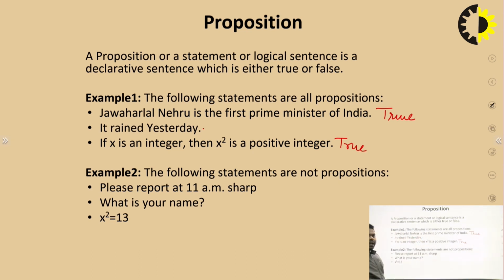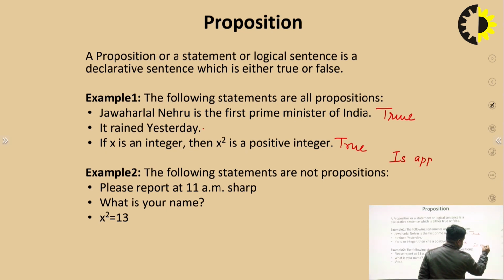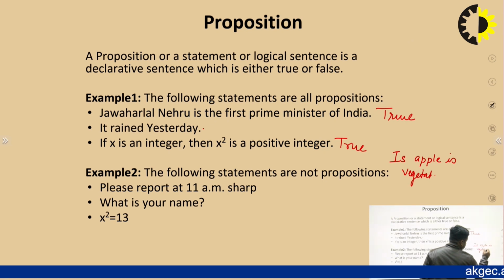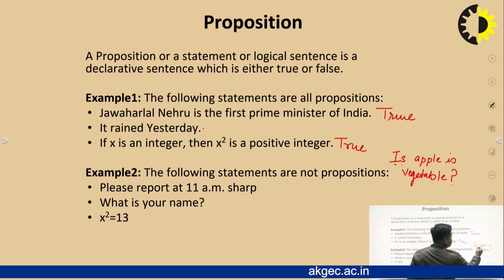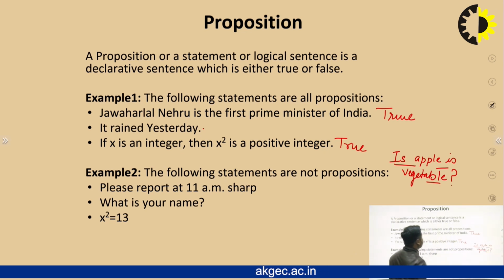Now I am putting a question mark question, that is: is apple a fruit, or is apple a vegetable? This is a question mark statement. So we can't decide whether this one is true or this one is a false statement.